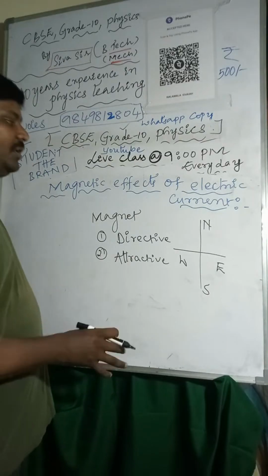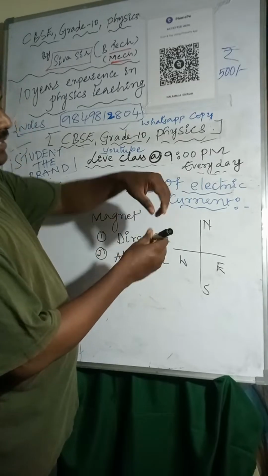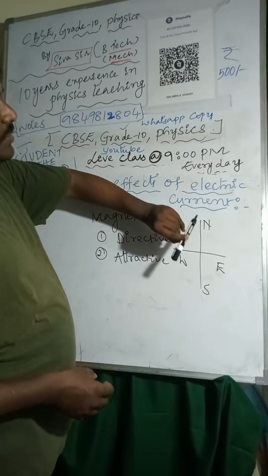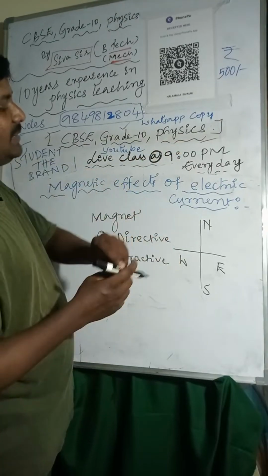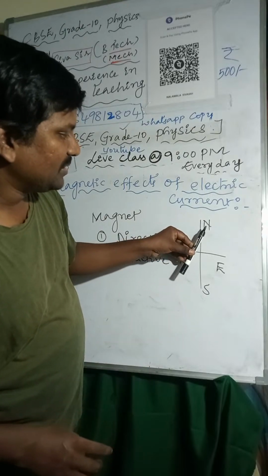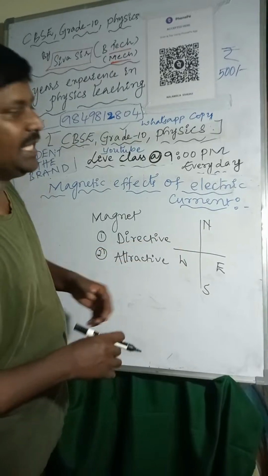Whenever you suspend the magnet freely, for example if you take a thread and hang it like this, it always shows the north and south direction. It won't show exactly like this; it will show somewhat tilted like this.